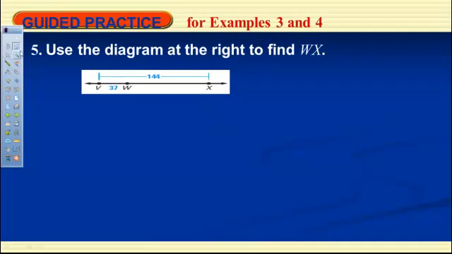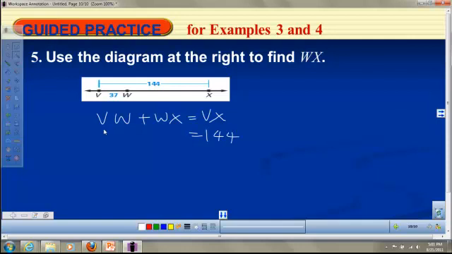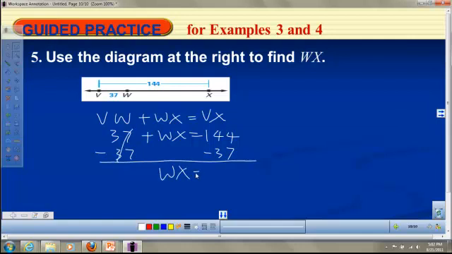Here's another one. We should be old hat at this by now. We know VW plus WX is equal to VX. We know that VX is equal to 144. We know that VW is equal to 37, and here's WX. We're going to subtract 37 from both sides. I'm going to do some mental math here. Cross that out and put a 3. So that's 14 gives me 7. 3 minus 3 is 0. So my answer is 107.